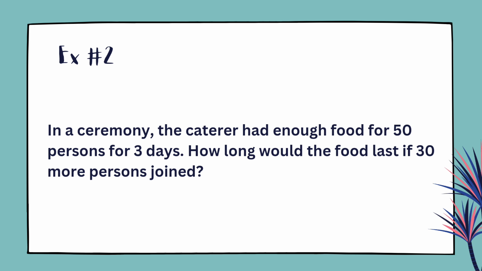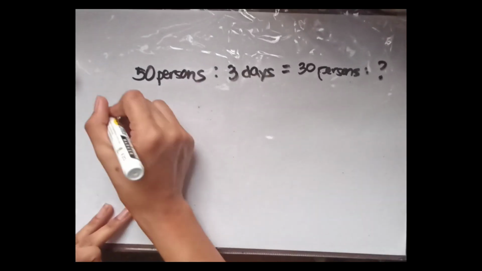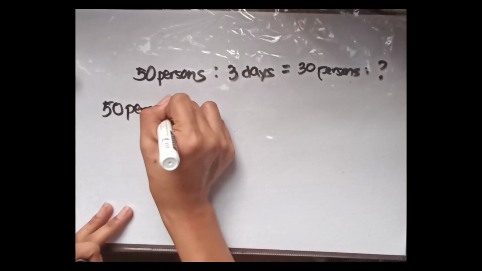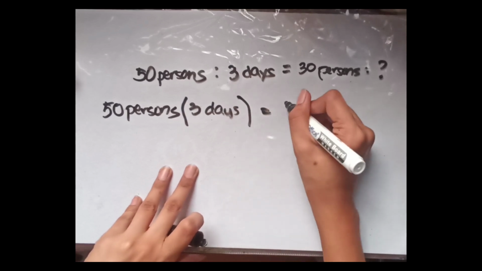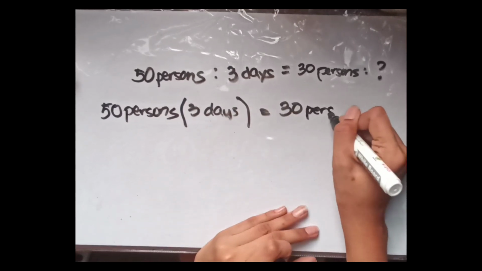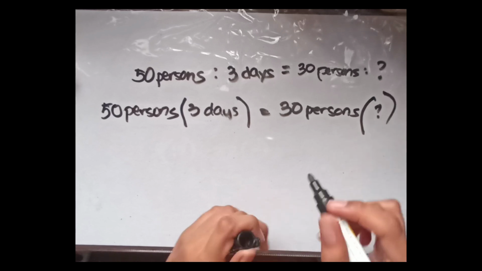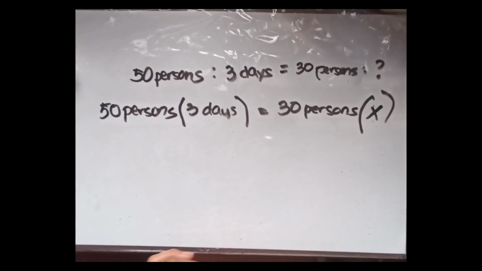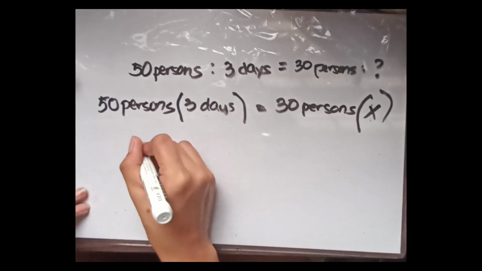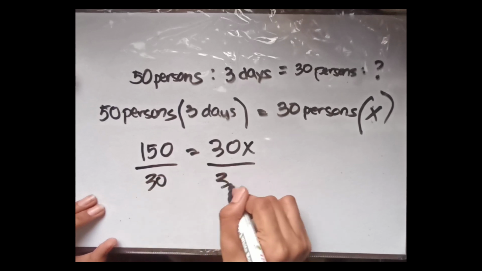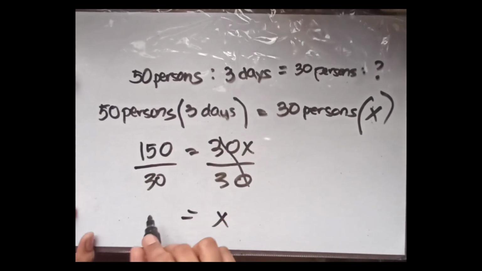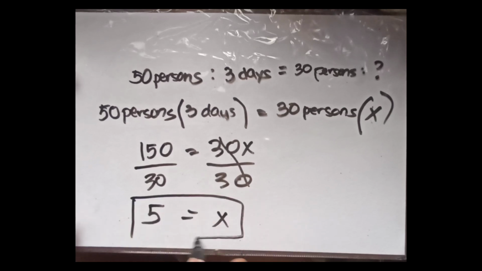Next example, in a ceremony, the caterer had enough food for 50 persons for 3 days. How long would the food last if 30 more persons joined? First step, we're gonna multiply the number of persons to the number of days. So 50 times 3 is equal to 150. 30 times x is equal to 30x. Divide both sides by 30, and the answer is 5.